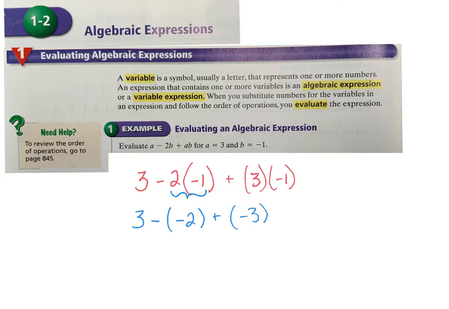All right? And so we have subtracting a negative, so that's adding the opposite, right? So we have 3 plus 2 plus -3. So now we have all addition, which means order doesn't matter because it's all addition. We just add them up, right? We don't have any of our order of operations to worry about. So 3 plus 2 is 5, minus 3 is 2, and that is our answer. Pretty straightforward.